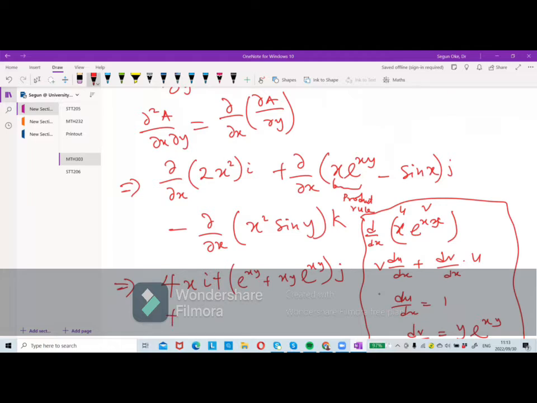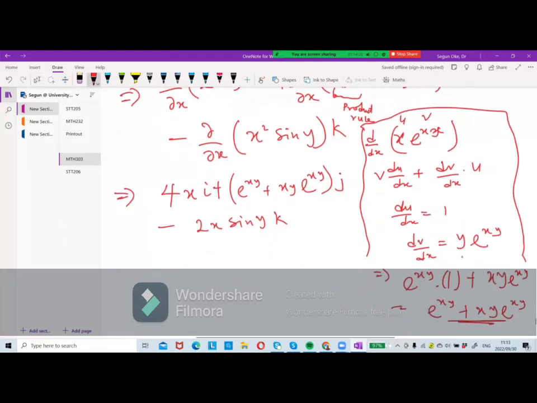Then we need to do the one of k. Minus k. When you differentiate k, what do you have? 2x sine y k.